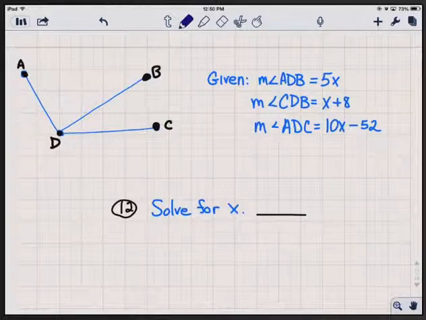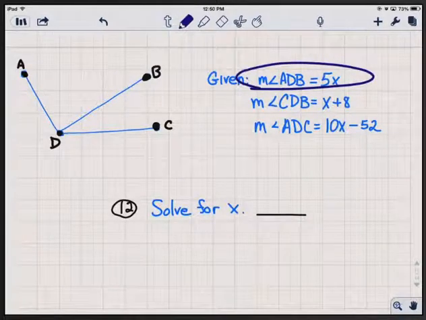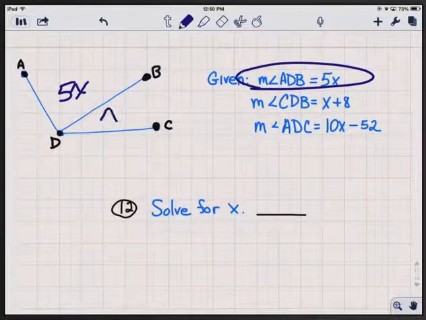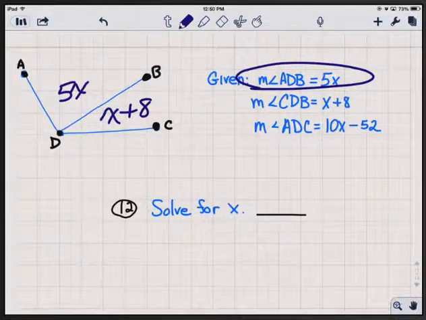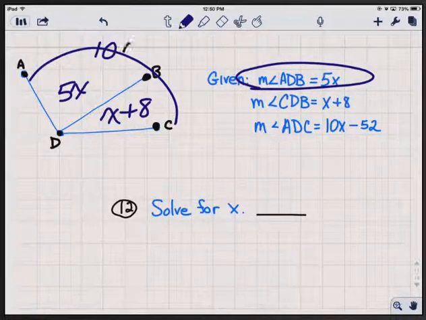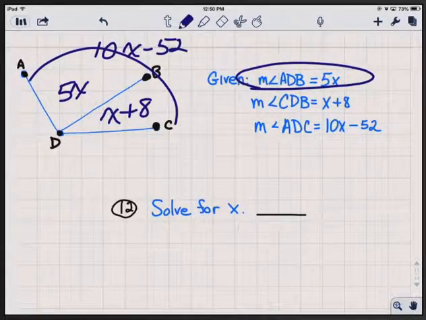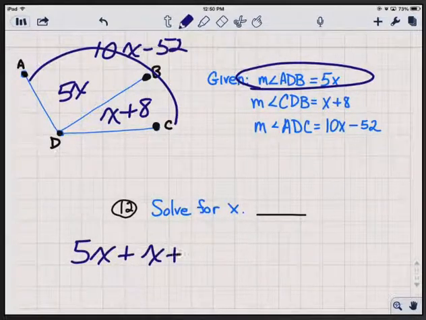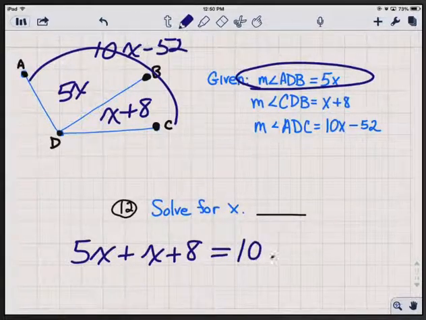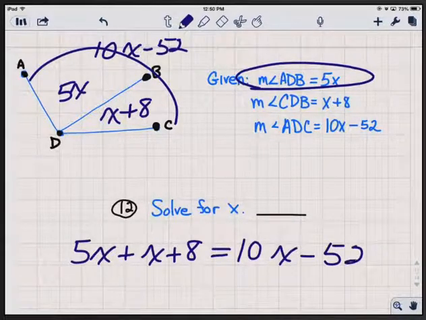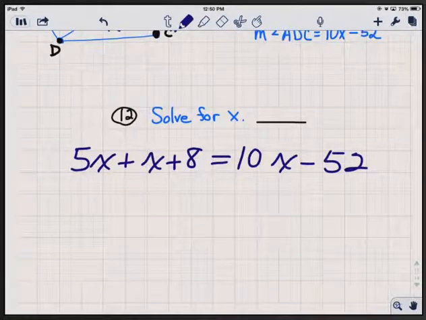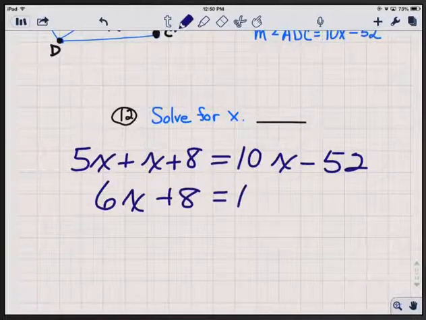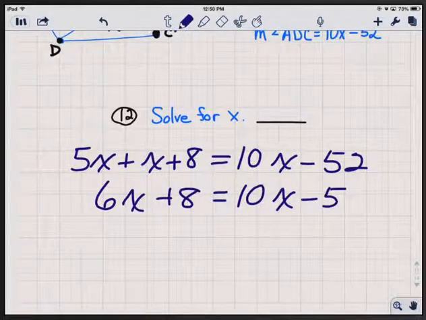And one more question. Using the angle addition postulate again, you have 5x and x plus 8, and the entire angle is now 10x minus 52. So 5x plus x plus 8 equals 10x minus 52. The two adjacent angles add to equal the angle formed by the exterior sides. Simplifying, we have 6x plus 8 equals 10x minus 52.